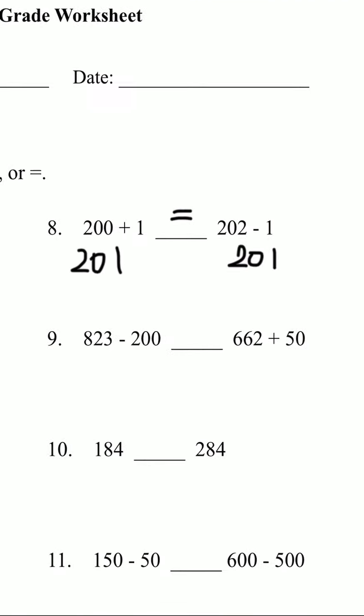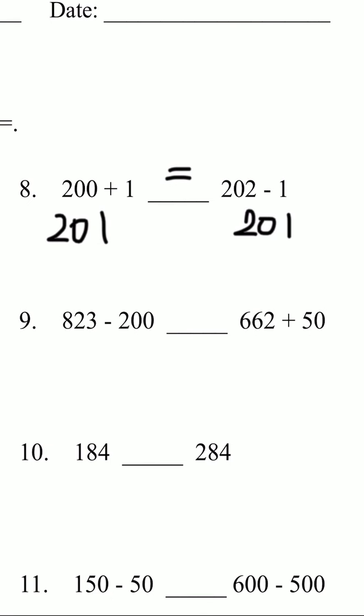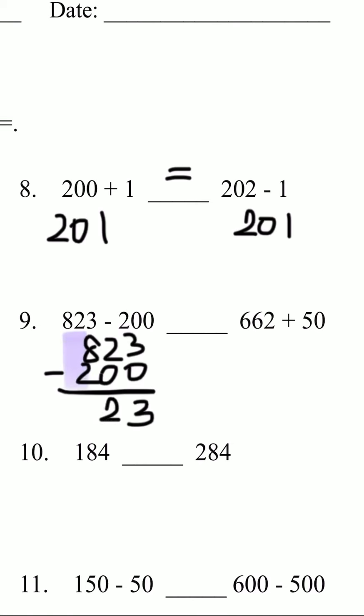Okay. Number 9. 823 minus 200. And the next number is 662 plus 50. So let's try. 823 minus 200. 3 minus 0 is 3. 2 minus 0 is 2. And then 8 minus 2 is going to be 6. So that would be 623.